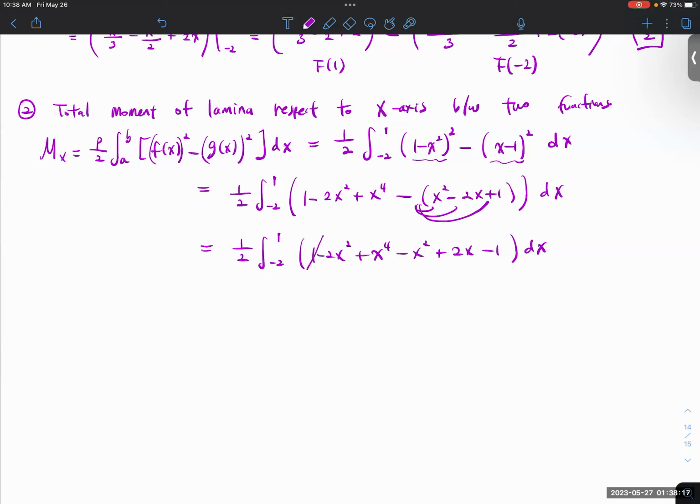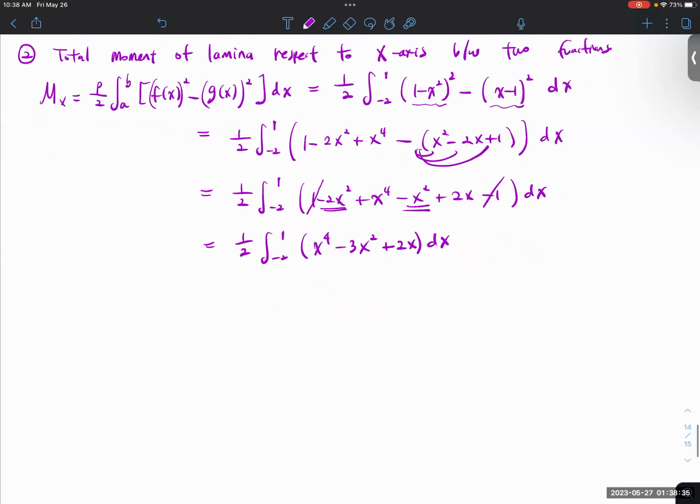So here the 1 and 1 cancel. Nothing else cancels. So basically we're going to get 1/2 integral from -2 to 1 of x to the 4, minus 2x squared, minus x squared, which is minus 3x squared, plus 2x dx. So when you take the integral: 1/2 times x to the 5th over 5, minus 3x cubed over 3, plus 2x squared over 2, from -2 to 1.